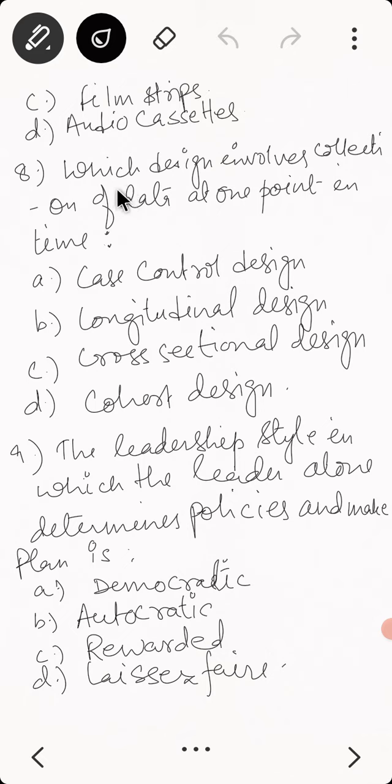Okay, so the next question is, which design involves the collection of data at one point of time? Here your keyword is collection of data at one point of time. Your options for this are case control design, longitudinal design, cross sectional design, and cohort design. Next question is, the leadership style in which the leader alone determines policies and makes plans. It's called what? The first option is democratic, autocratic. Next option, third is rewarded, and the fourth is laissez-faire.